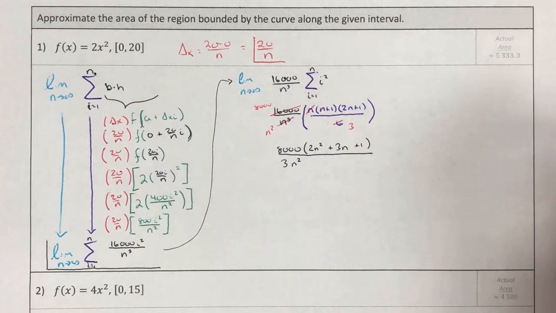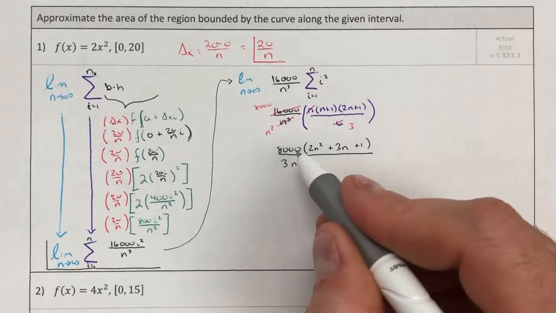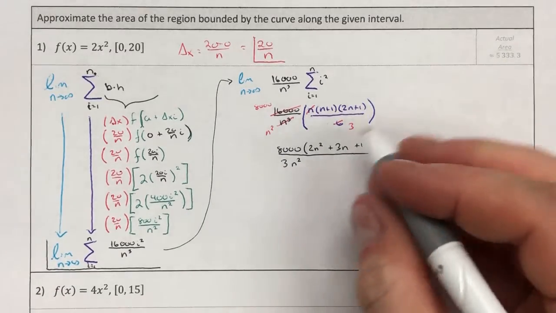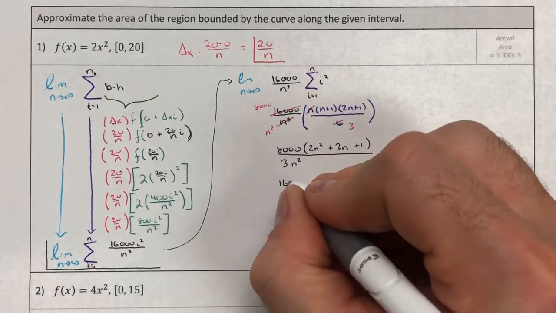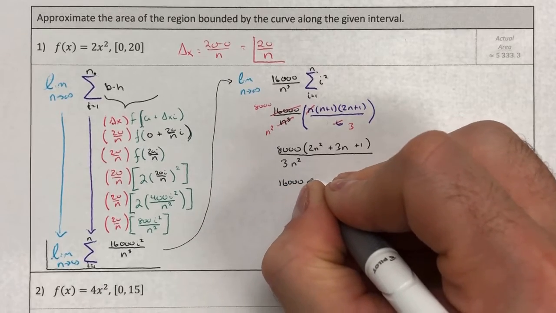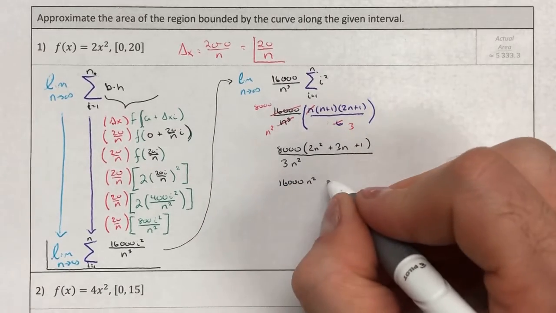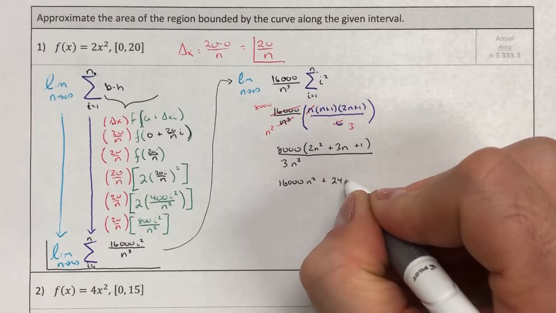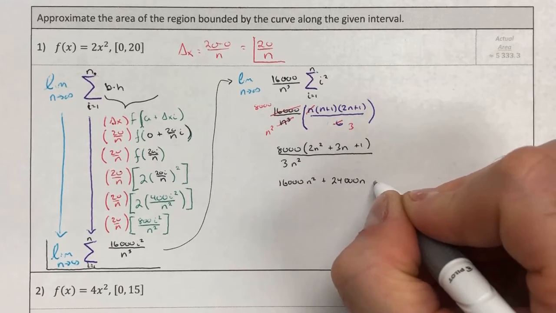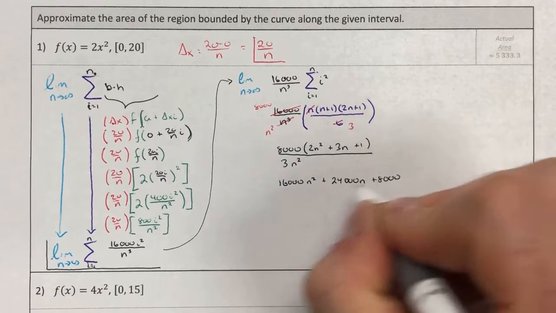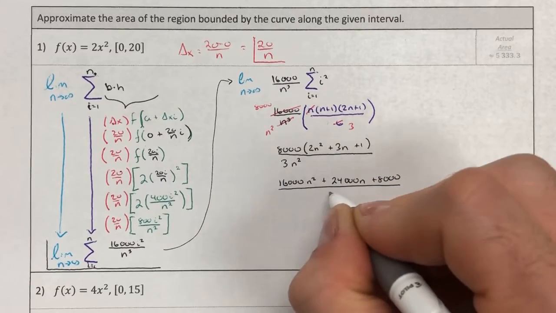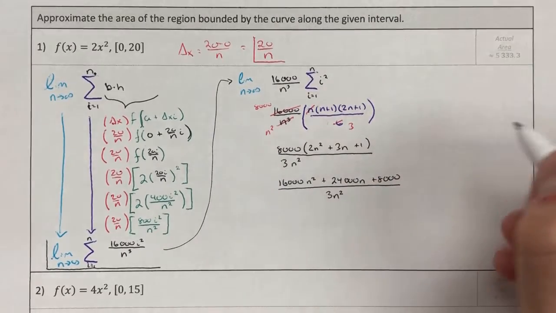So far, so good. Lastly, I'm going to distribute this 8,000 into all three of these. So that's going to bring me back to a 16,000 n squared, 24,000 n and 8,000, all divided by 3n squared.